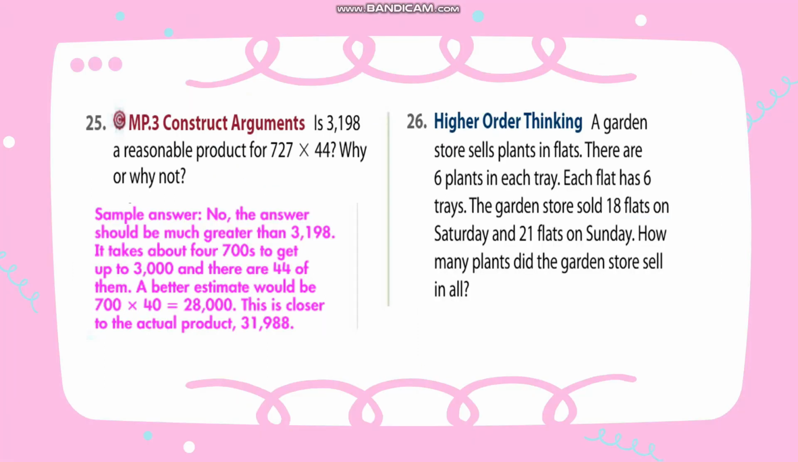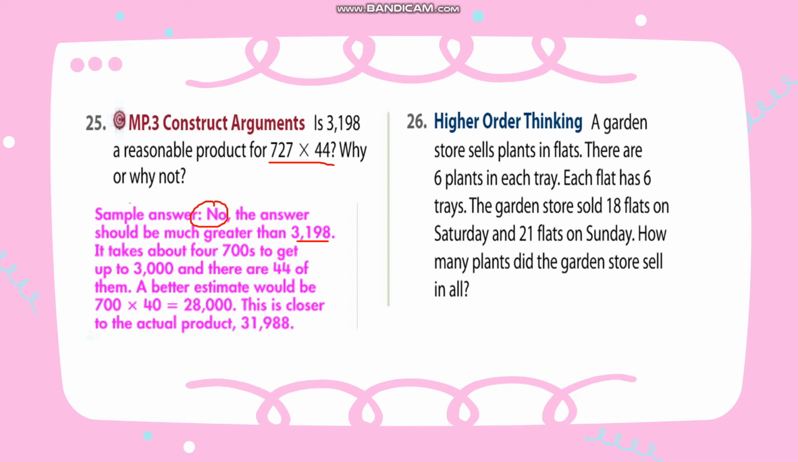Number 25. Is 3,198 a reasonable product for 2,727 multiplied by 44? Why or why not? The answer is no. Why? Because the answer should be much greater than 3,198. Because it takes about 700s to get up to 3,000, and there are 44 of them.